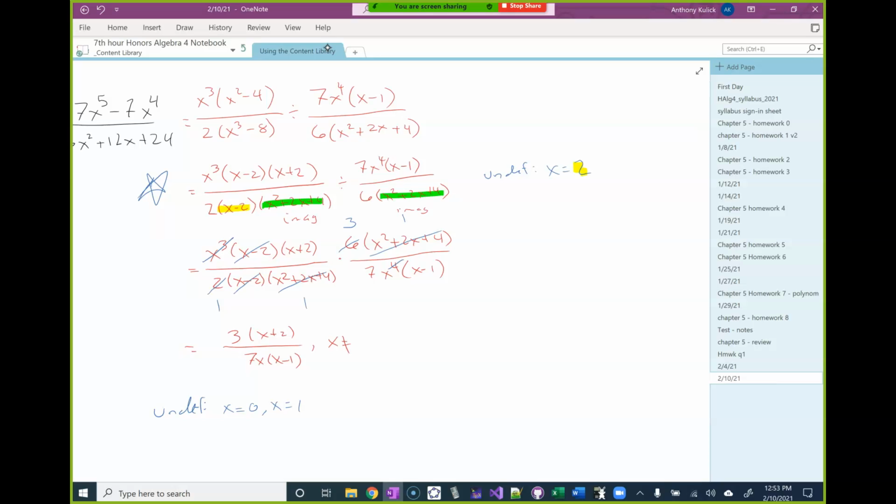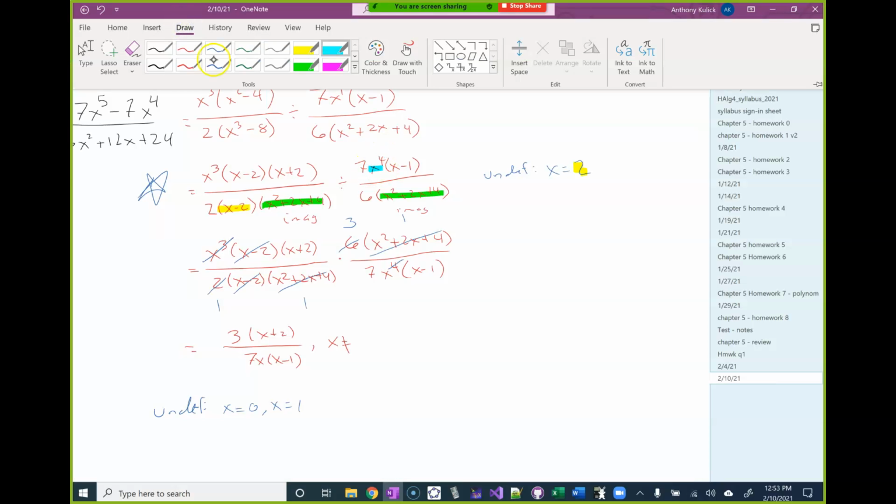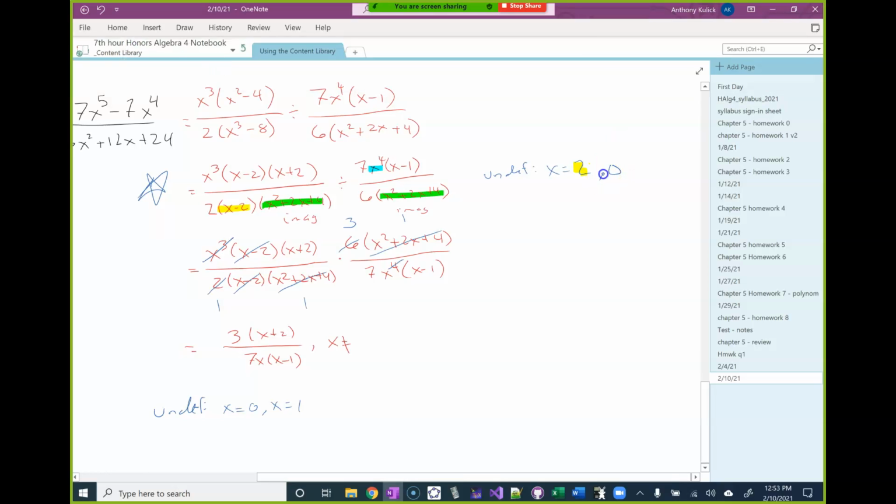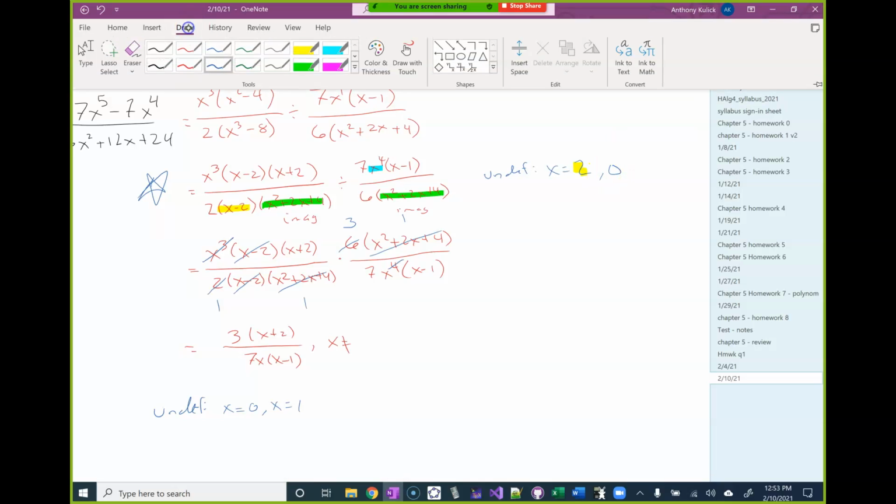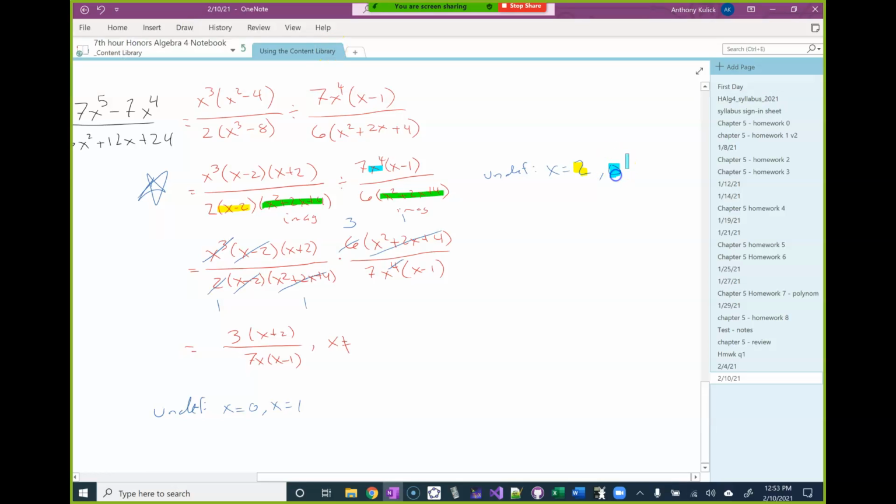Because remember, I cannot divide by 0, right? So if that second fraction is equal to 0, that's also going to make this problem undefined. Everybody agree with that? Because if I have 0 in the numerator of a fraction, that fraction is 0. So if I divide by that fraction, it's dividing by 0. So I get an x to the 4th. If that is 0, that's a problem. And also 1.